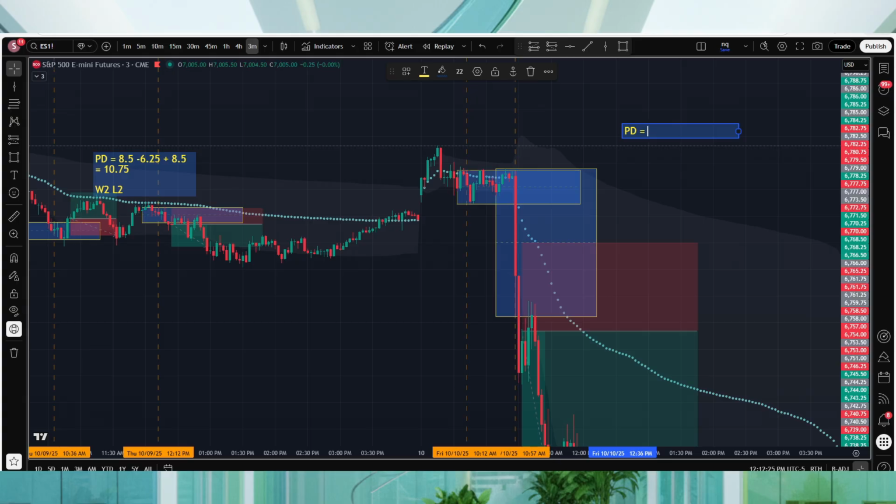I gotta move this keyboard closer. Okay, so 10.75 plus 49 is 59.75. All right.